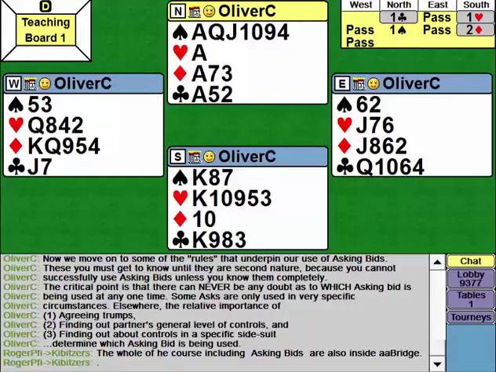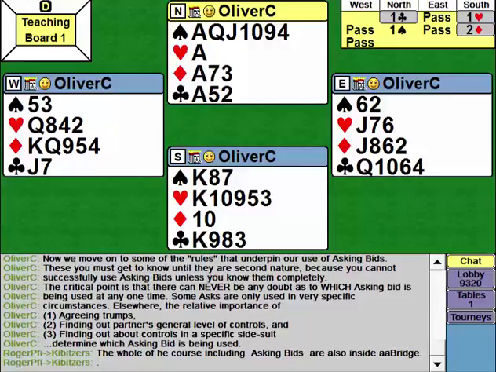So the most important thing is agreeing trumps. The next most important thing is finding out partner's general level of controls. And the least important thing is finding out the degree of control that they have in a side suit. Now, that is not a straitjacket. That doesn't mean to say that every single asking bid sequence will always follow that sequence. All that is determining is which asking bids have priority or take precedence over other asking bids in a given sequence.